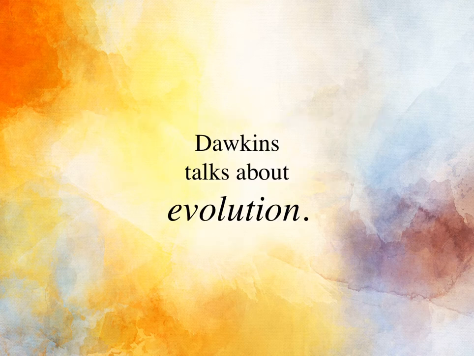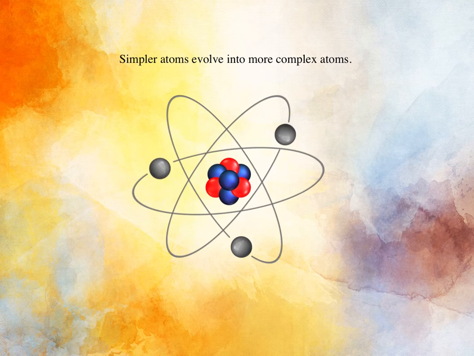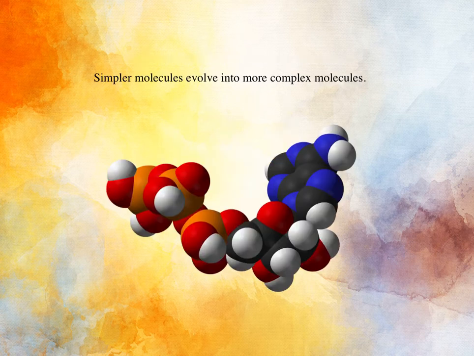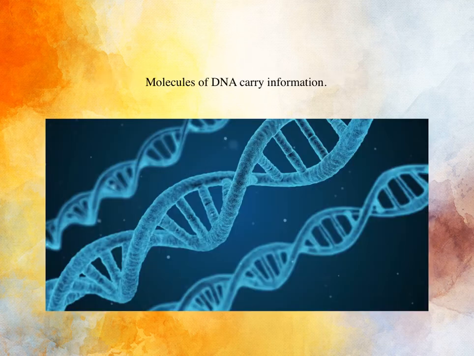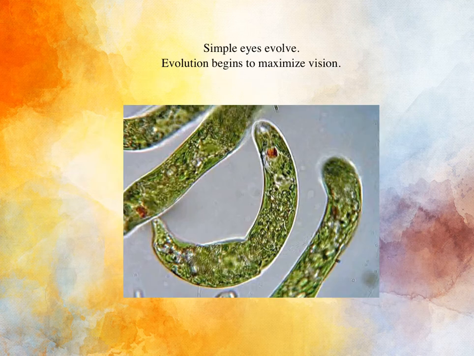Dawkins talks about evolution. Simpler atoms evolve into more complex atoms. Simpler molecules evolve into more complex molecules. Molecules of DNA carry information. And simple eyes start to evolve in the first unicellular organisms. Evolution begins to maximize vision.